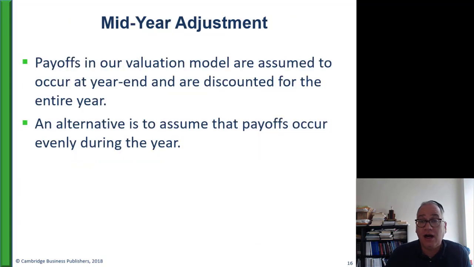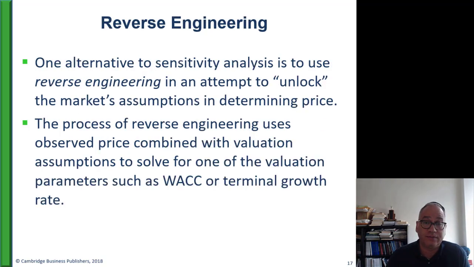Another issue is mid-year adjustment. We're assuming that everything happens at the end of the year. If it's June, when you do your analysis, that's not really an accurate measure. And so what you want to do is refine your measure based on when you are. So if your measure assumes that you're at December 31st and it's June, then you may want to further discount all your numbers to give you another 6 months to earn returns.